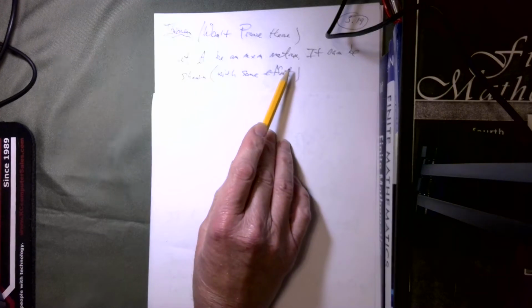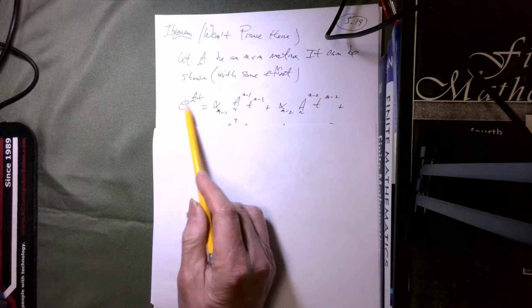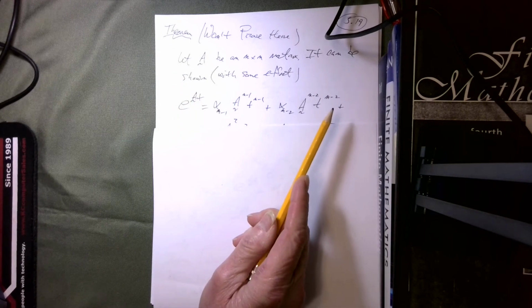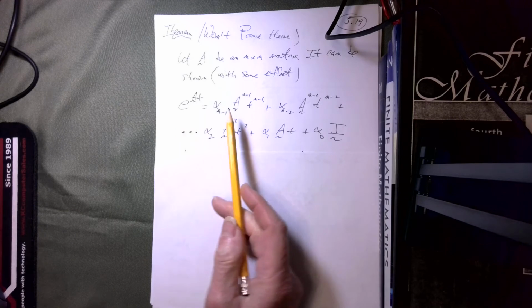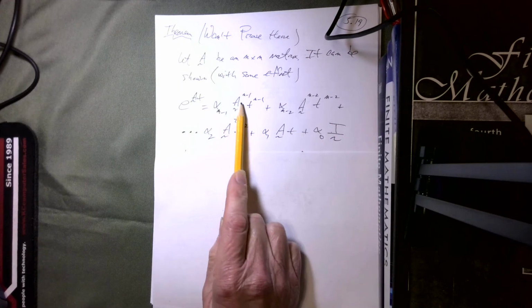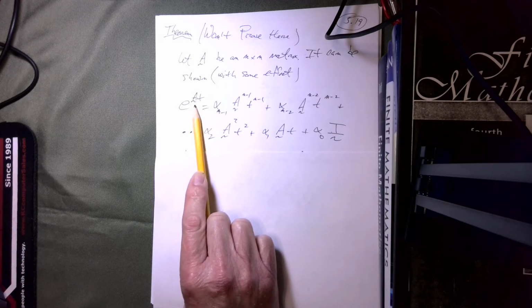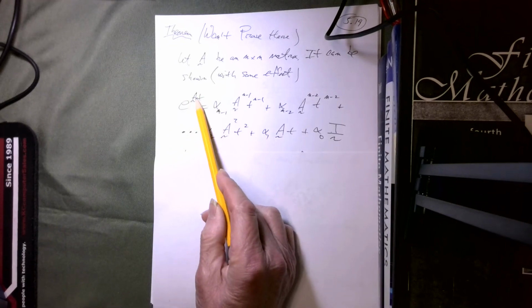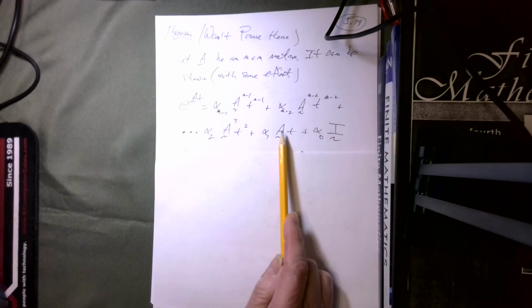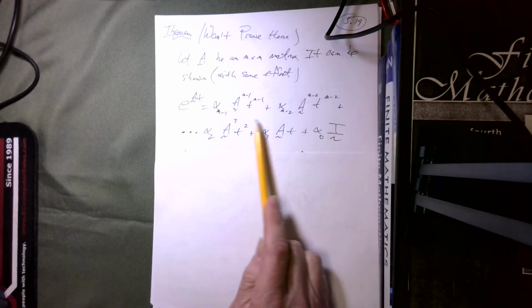If I let A be an n by n matrix, it can be shown with a lot of effort that, remember when we tried to go through this as a series, we had an infinite number of terms. Well, it turns out that the exponential matrix actually stops at 1 term less than the degree of your matrix. So if A is a 2 by 2, this stops at these two terms. If your matrix is a 3 by 3, it would stop here.